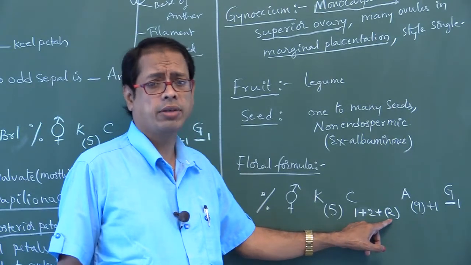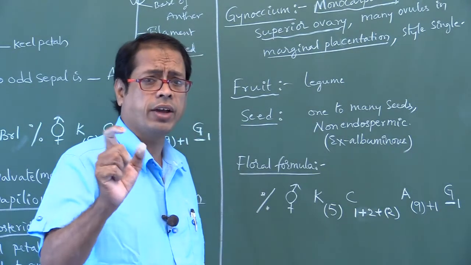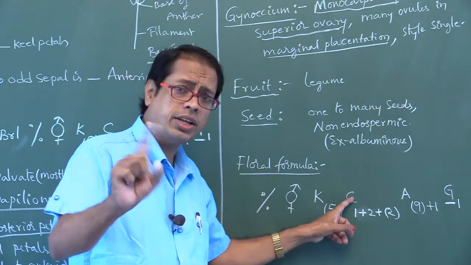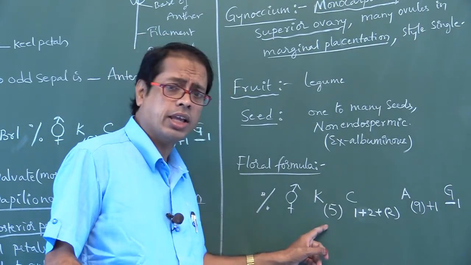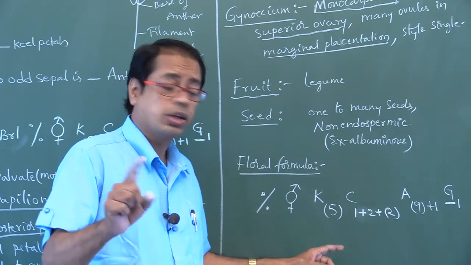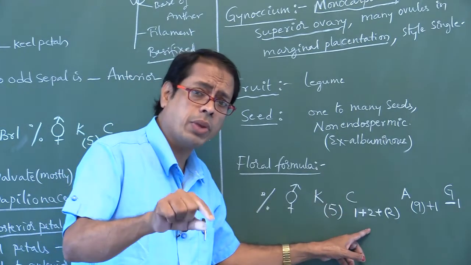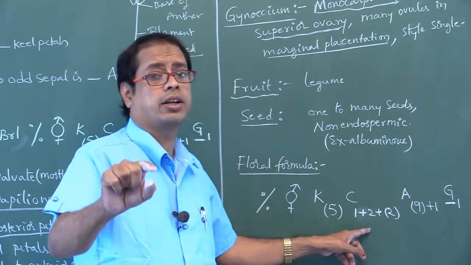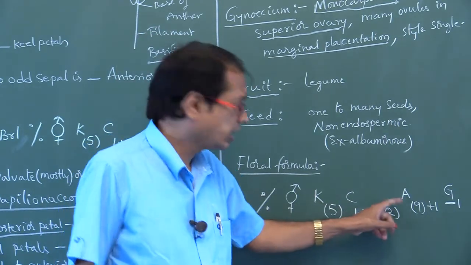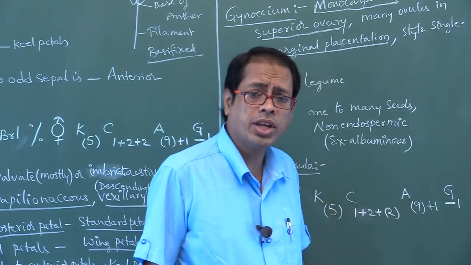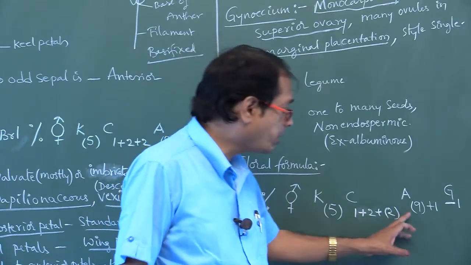2 bracket. Okay. Don't write C5. You have to write K5, sepals 5, bracket. But don't write C5. You have to write 1 plus 2 plus 2 bracket. Androecium: 9 plus 1. Total how many stamens? 10 stamens. How many bundles?